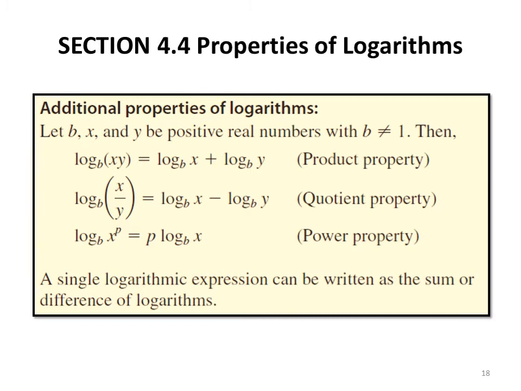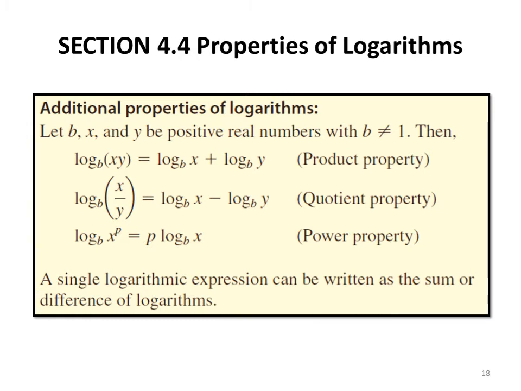Now these rules can be used both from left to right and from right to left. Just like the first rule, the log of the product is the sum of the logs. If you have an expression where you have the sum of the logs to the same base, you can write it as a single log. You can write it as log x times y. Same thing for the second formula. If you have the difference of two logs for the same base, you can write it as the log of the quotient x over y.